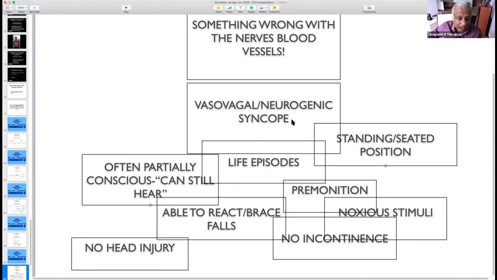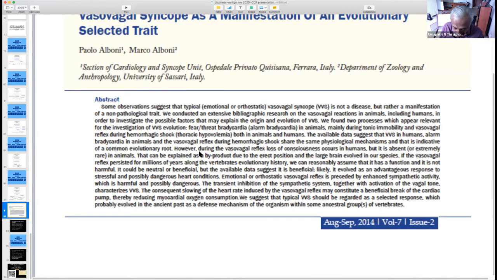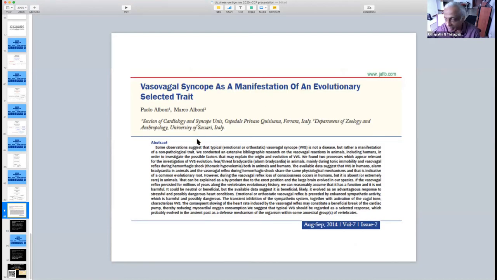This is actually a reflex. For whatever reason, some kind of noxious stimulus makes their heart rate go down and their blood pressure drop, and they faint, okay? Most of us believe that this is actually a phylogenetic remnant of the playdate phenomenon. Those of you who are interested in this can go back and read. For animals, this is an important reflex because it allows them to escape from a predator, this playdate phenomenon.